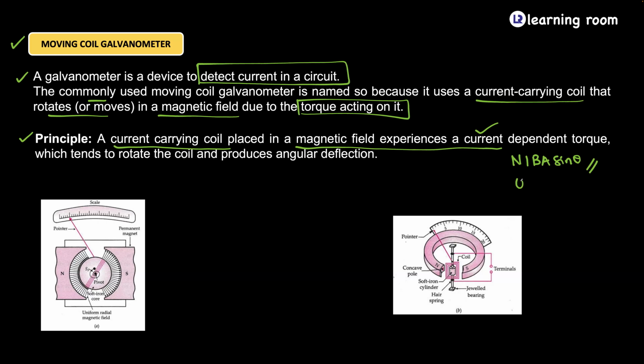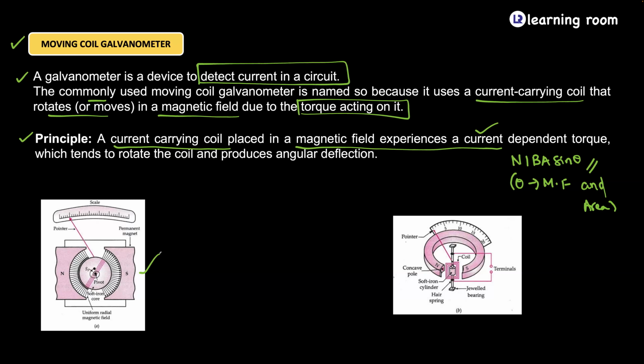Theta is going to be the orientation between the magnetic field and the area. Are you able to understand this? Right. Now, if you look at the diagrammatic representation of how a moving coil galvanometer looks like, observe. So a moving coil galvanometer basically consists of two permanent magnets.